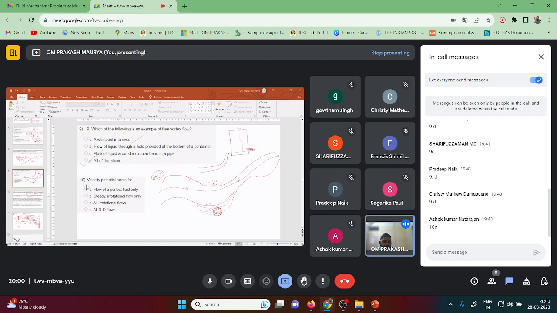Okay, Ashok is telling option C is correct. The velocity potential, whatever we have discussed already, the same concept you can apply here. Potential existence is mathematically defined. We have just given the name velocity potential to something. So please give your answer.